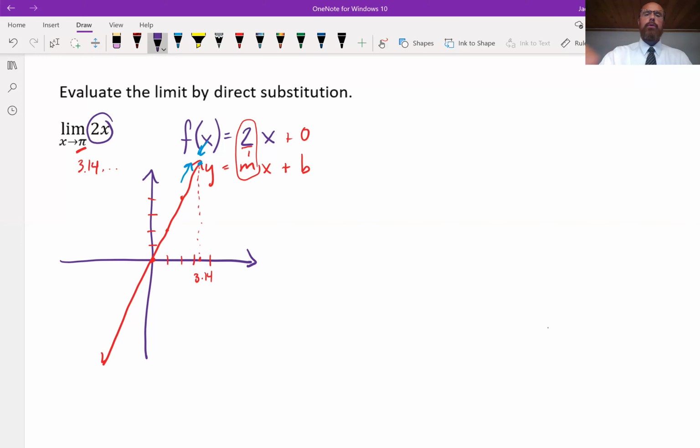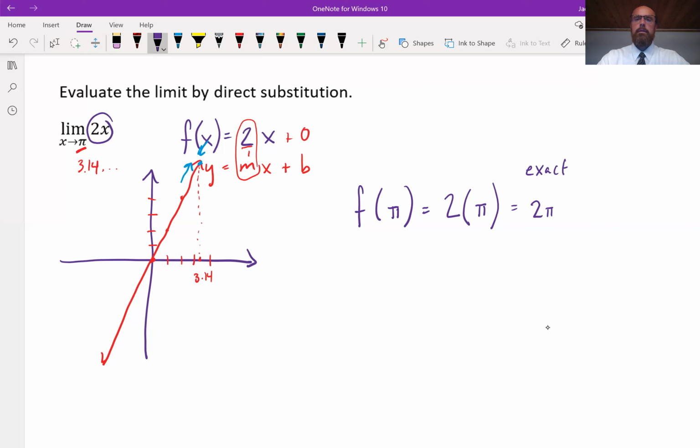So as I'm doing direct substitution, one way to calculate a limit is just to plug in the value that x is approaching into the function. So I'm going to try to find f at pi. And unlike our first example, this actually has a variable. So I'm going to substitute pi wherever I see x. So I'm really looking at 2 pi. And I could leave it just like that. That would be the exact representation of the value of y as x is approaching pi.